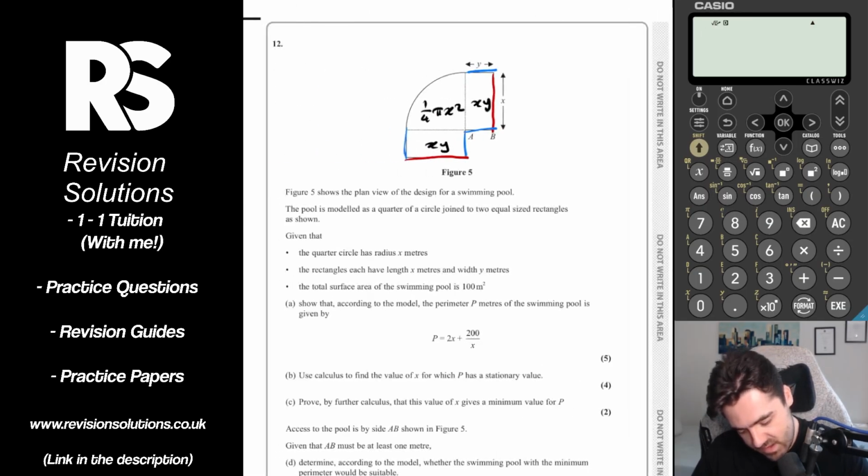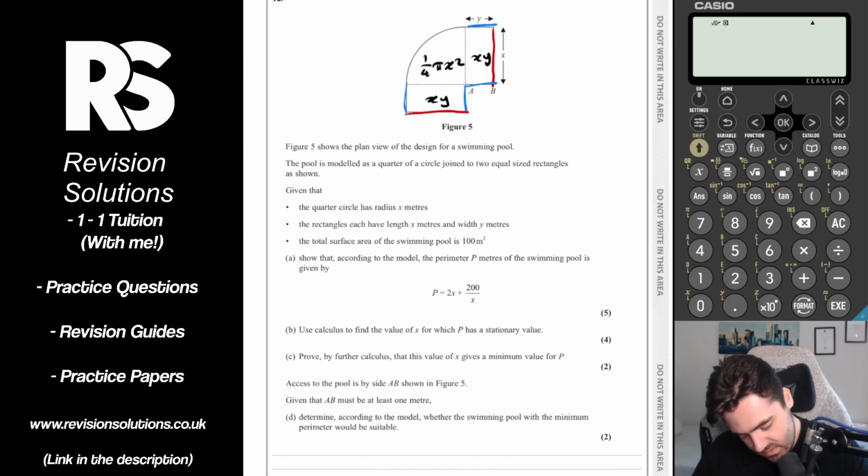Okay, then for the last part, it says access to the pool is by the side AB. It says, given that AB must be at least 1 meter. Well, AB was y. So they're saying y must be greater than or equal to 1. And it says, determine according to the model whether the swimming pool with a minimum perimeter, so the value of x equals 10 gave the minimum perimeter we saw earlier, would actually permit this.